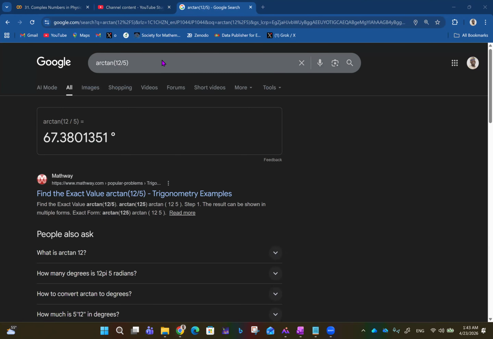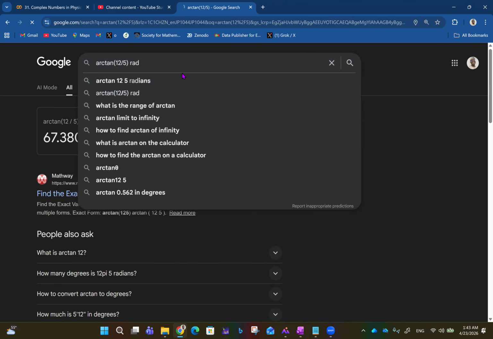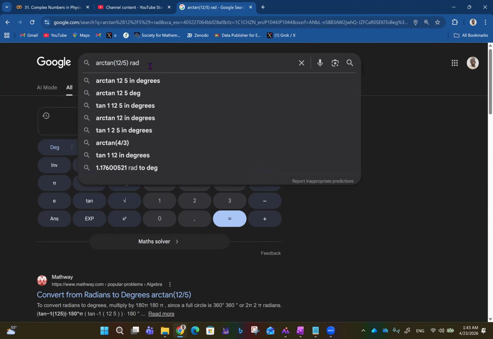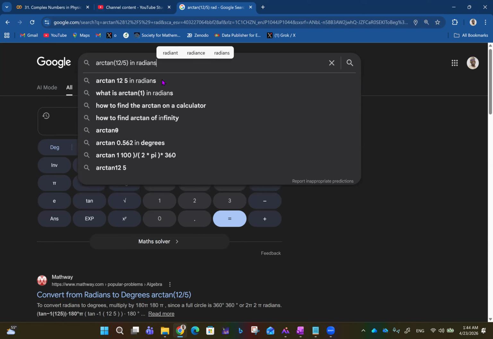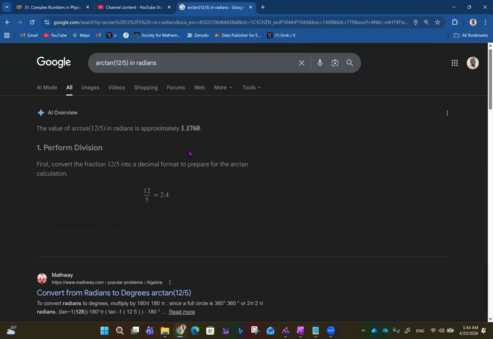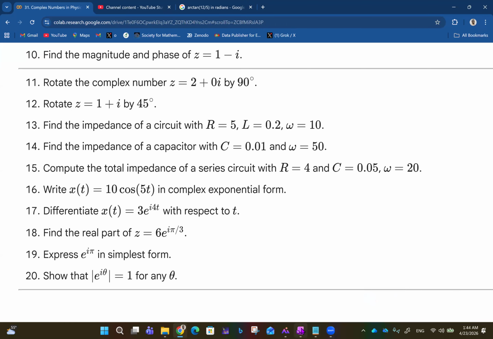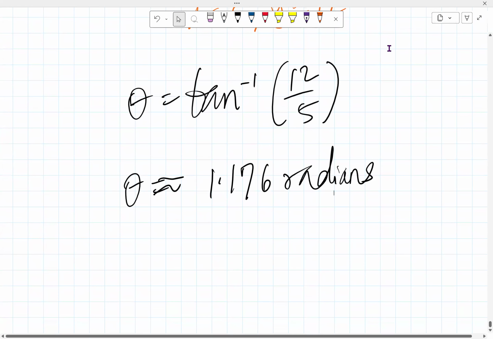So this is in degrees. Now, if you want it in radians, just say radians here. We want it in radians. Say radians. In radians, that's 1.1760. And that's exactly what we have there. 1.176, so you can do that.